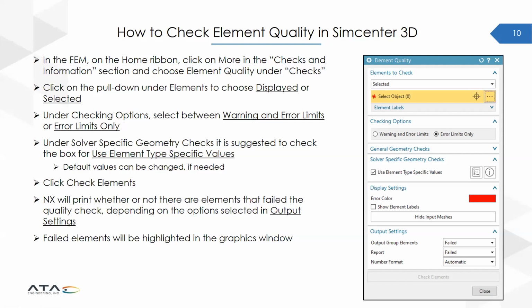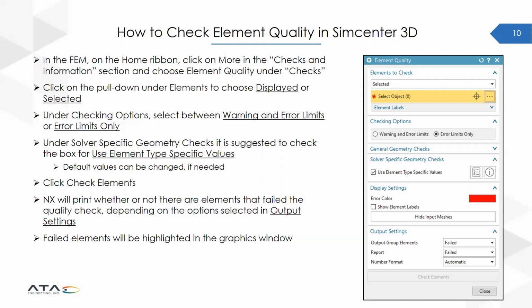The only difference between displayed and selected is that when you select displayed, Simcenter will automatically grab all of the elements that are currently displayed on your screen, whereas with selected, you'll have to manually select the elements yourself, which can be useful if you want to grab just a small subset. Under checking options, you have the option to choose warning and error limits, or just error limits only. The difference here is that warning and error limits gives you 2 levels of checks of element quality, and error limits can give you just 1.